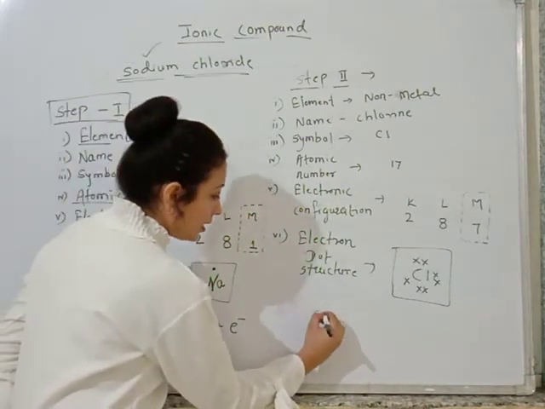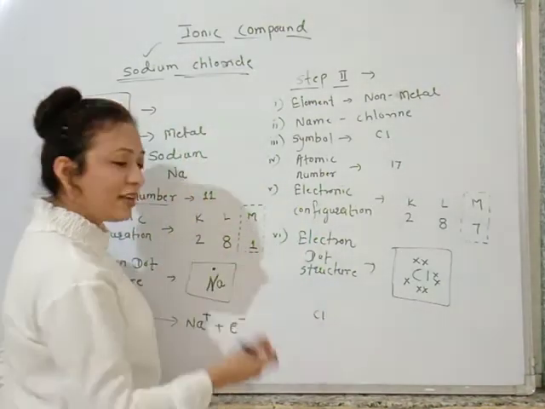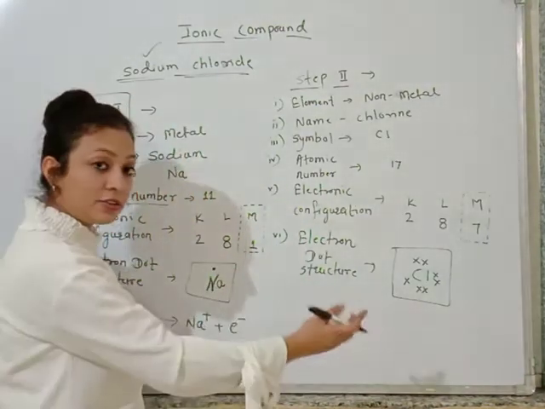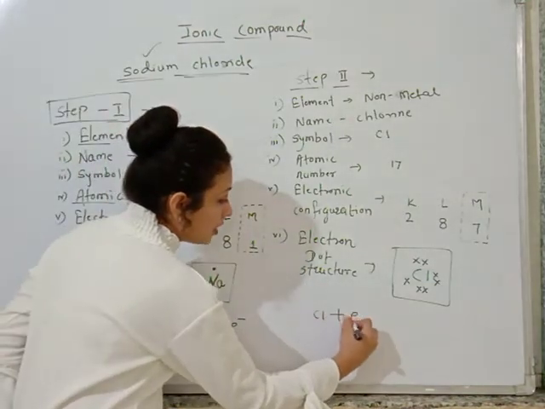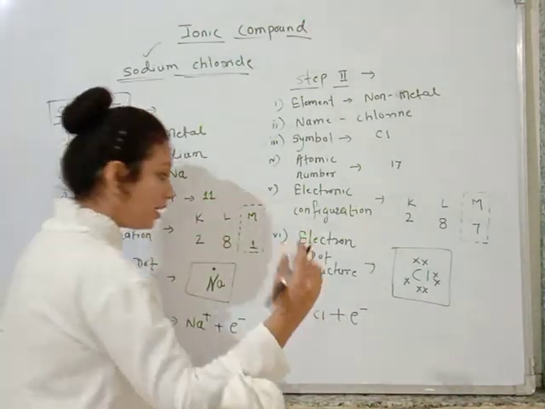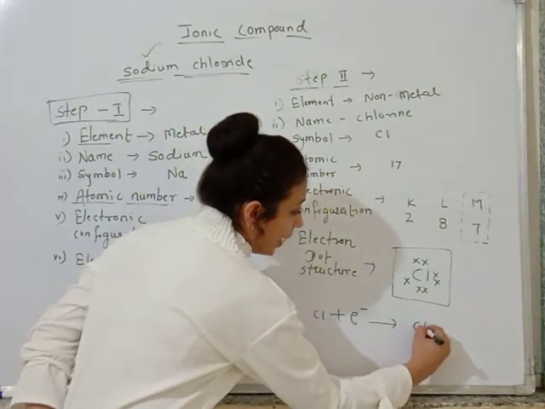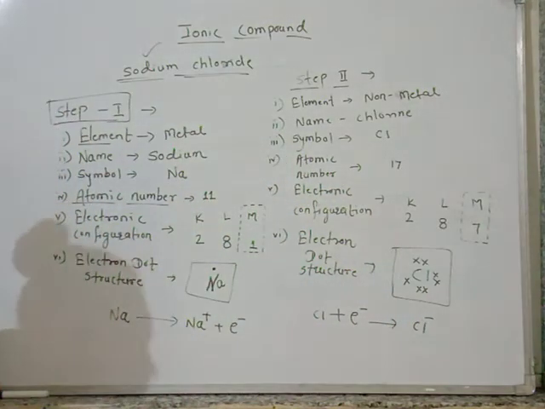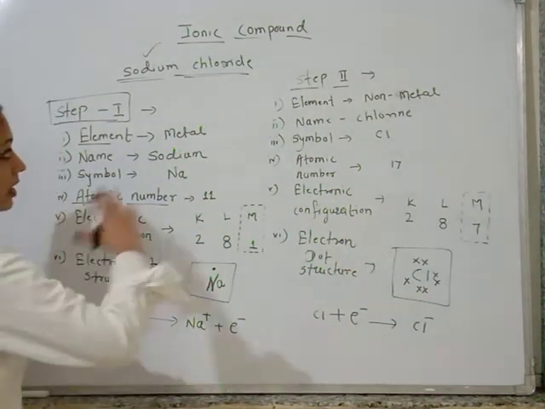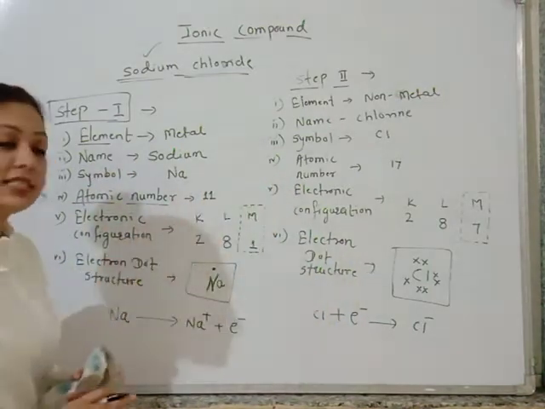See, for example, here is the chlorine. So when chlorine gains that electron, it becomes chlorine minus, Cl minus. So these are step 1 and step 2.